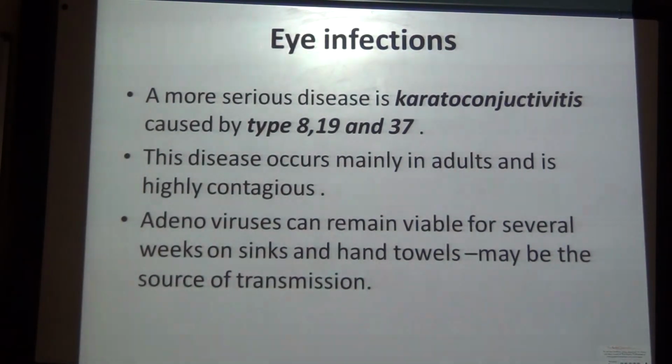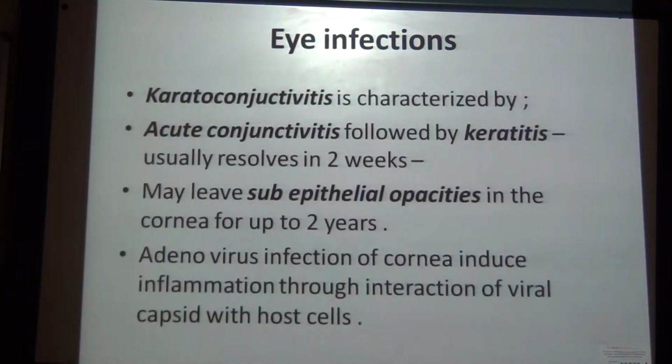Now this keratoconjunctivitis mainly occurs in adults and it is highly contagious. The adenoviruses can remain viable for several weeks on sinks and hand towels, and they may be the source of transmission. The fomites are like towels and handkerchiefs, and they are found in the sinks.